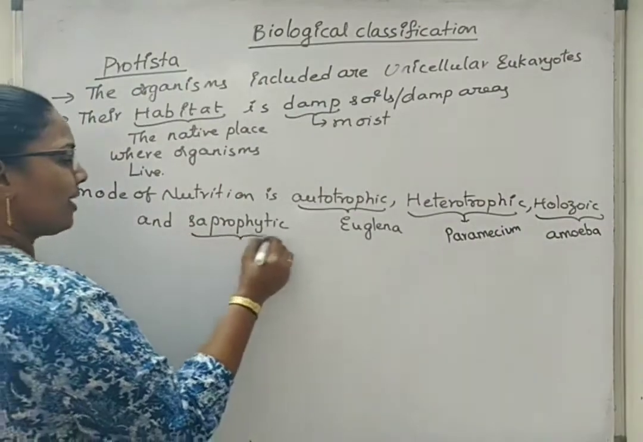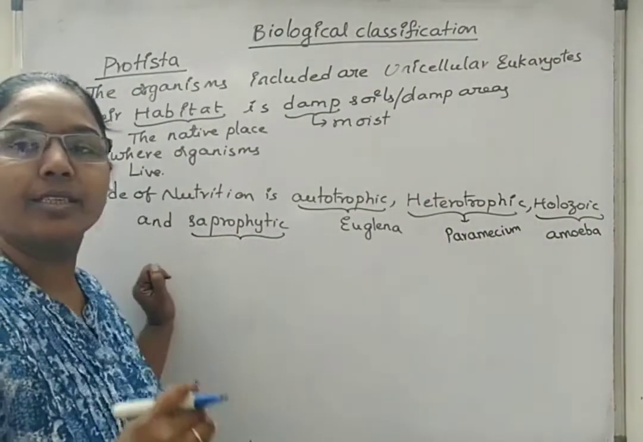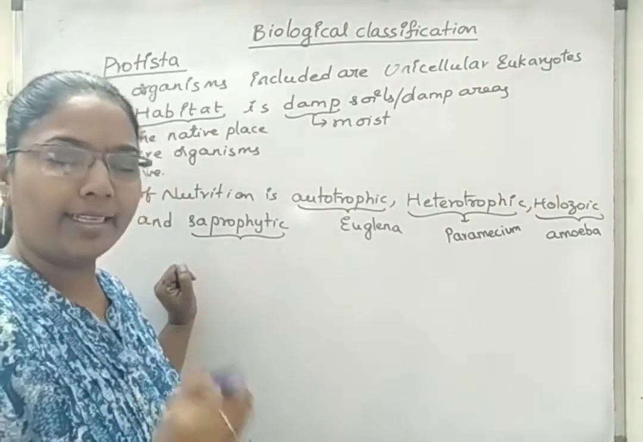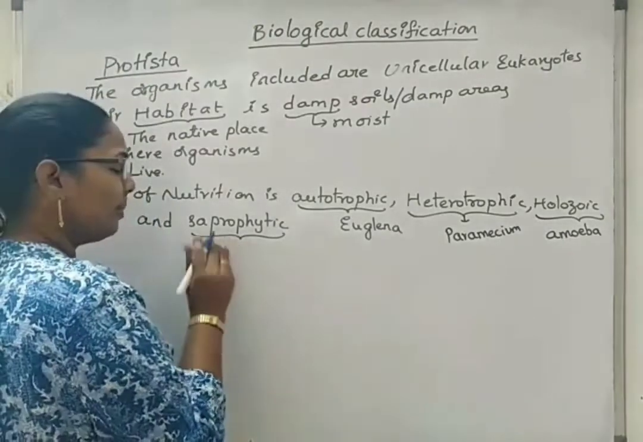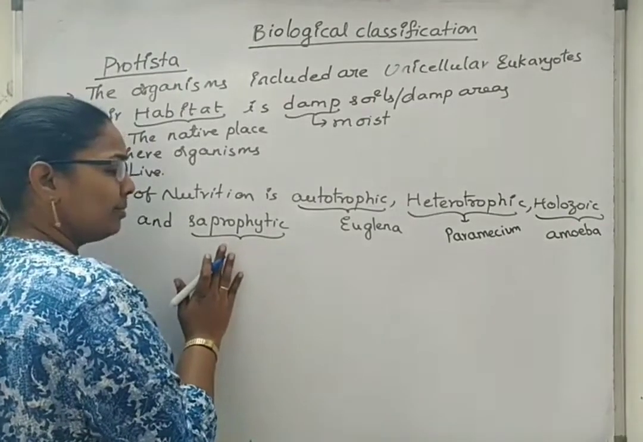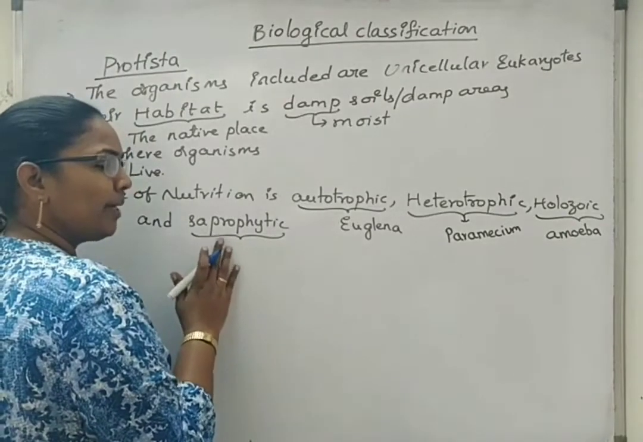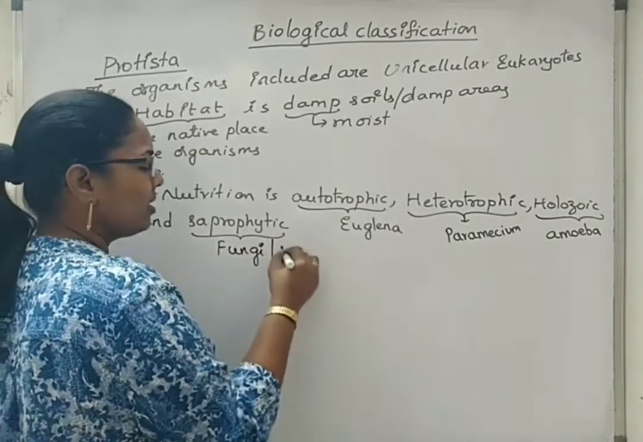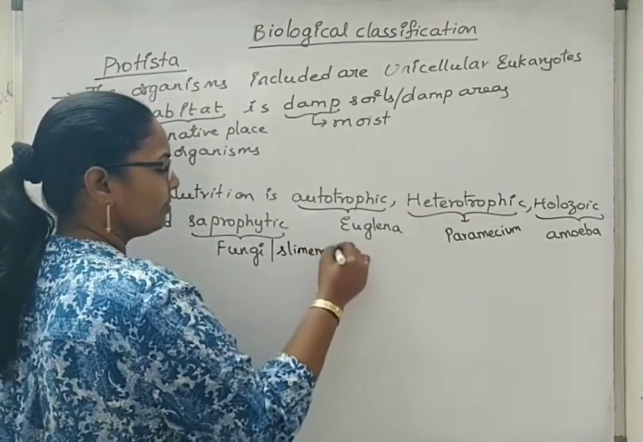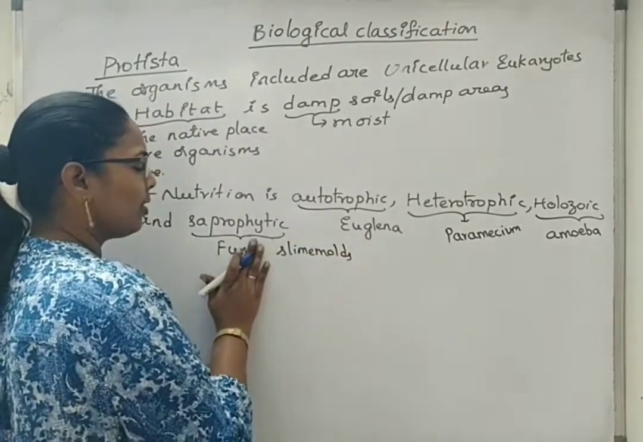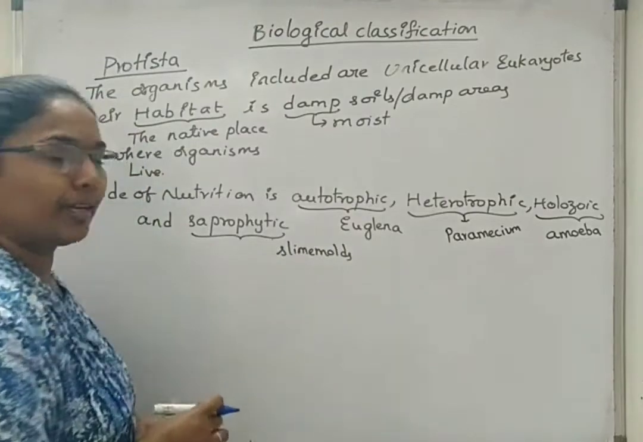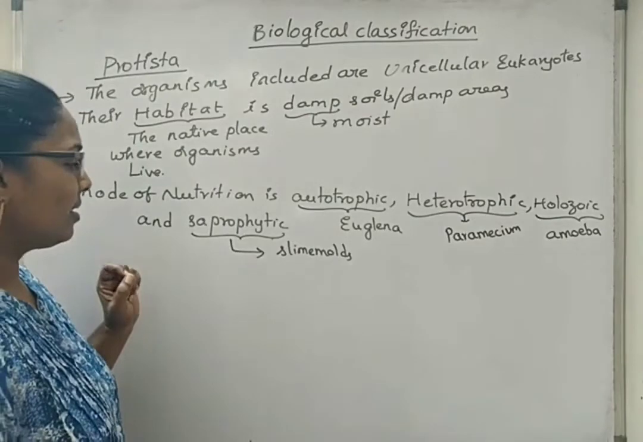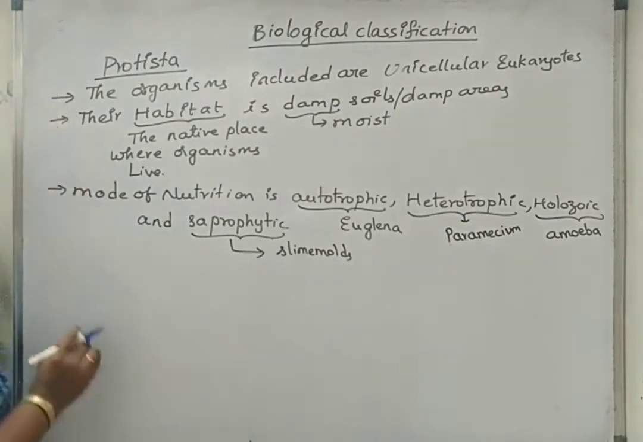Next, saprophytic means the organisms which degrade the dead organic matter into minerals and then obtain food material from that. In simple words, they depend on dead organisms. Here examples we can take fungi or slime molds. But we will write about slime molds only because under Protista we are not reading about fungi. We are reading about one group that is related to fungi but studied under Protista, the slime molds.